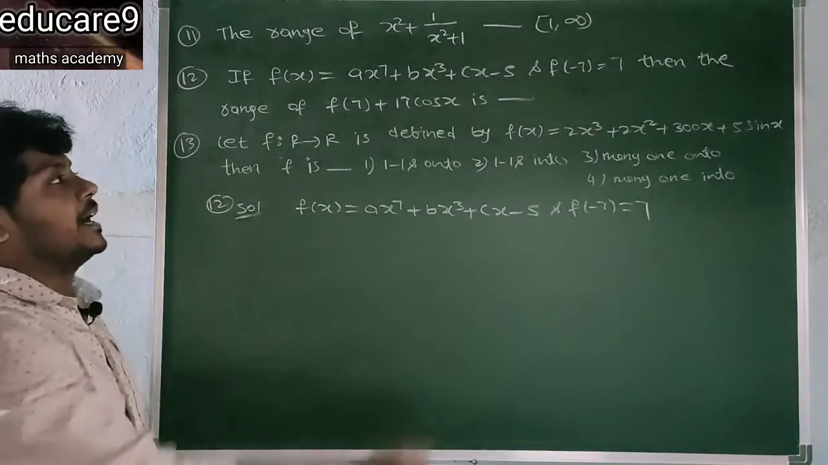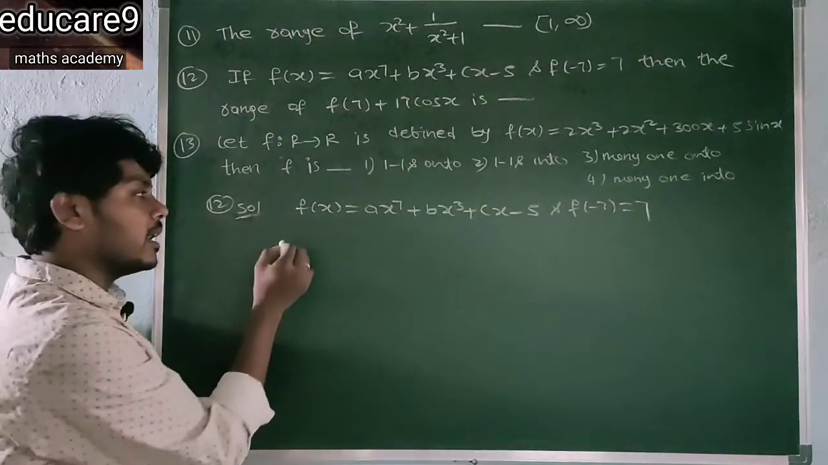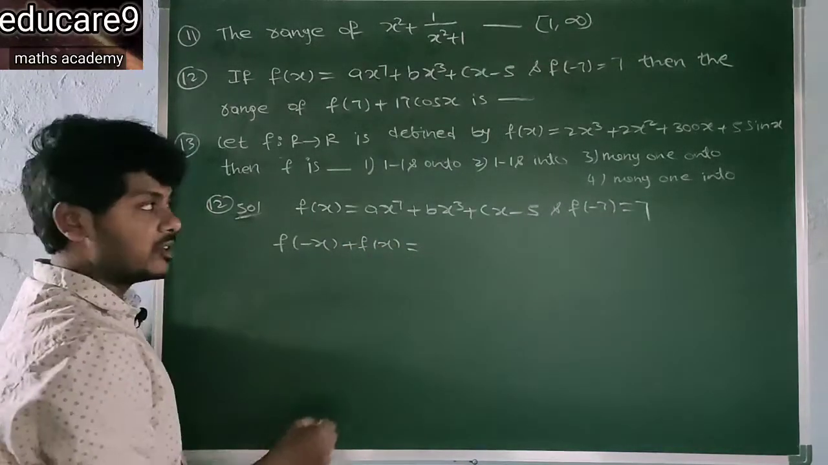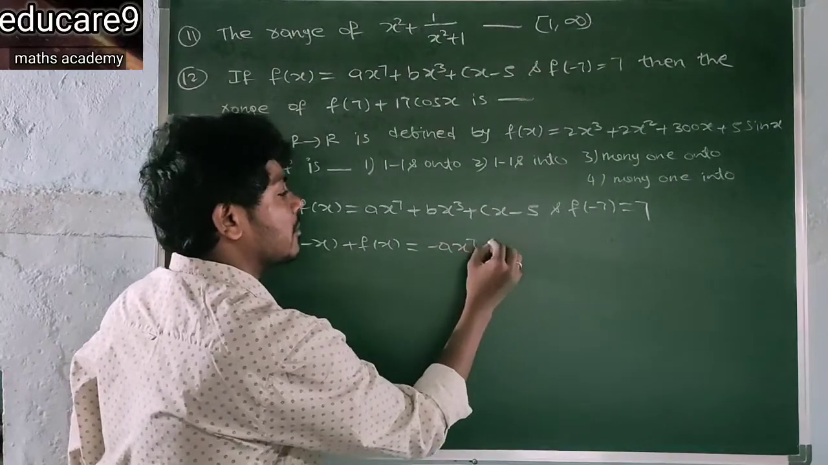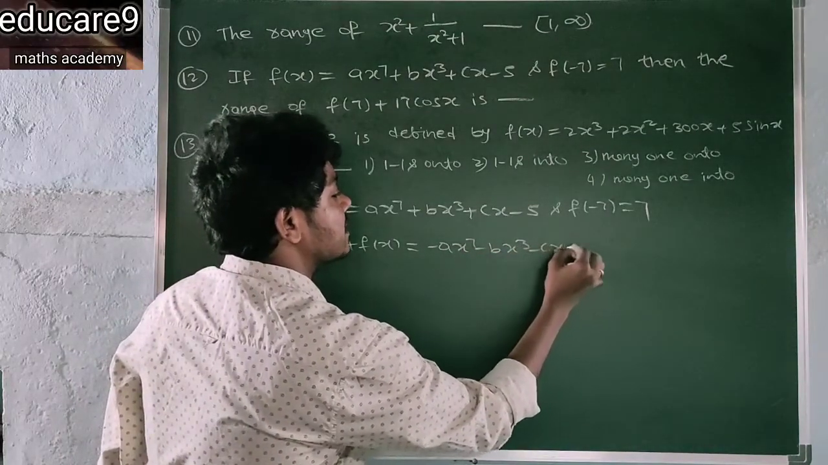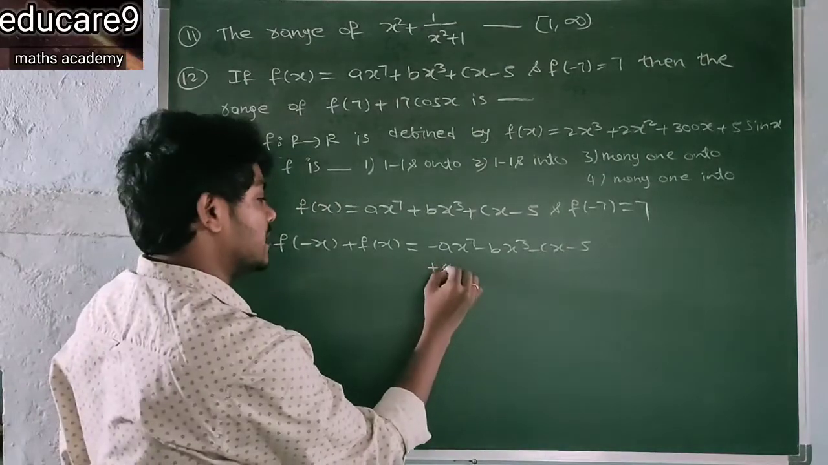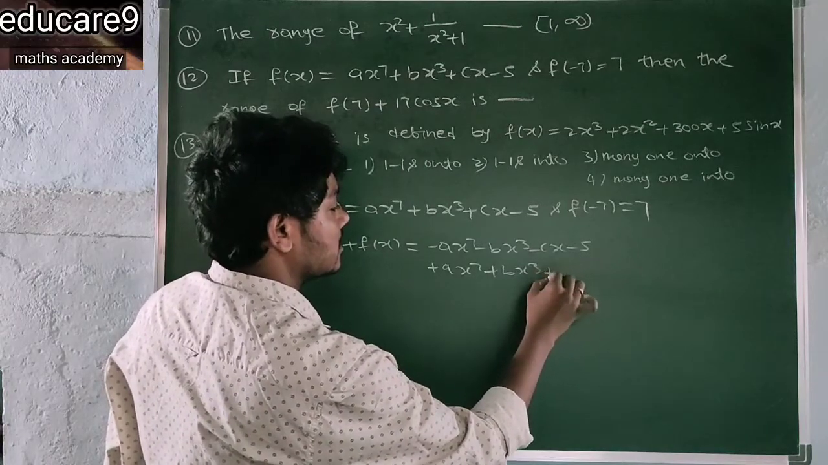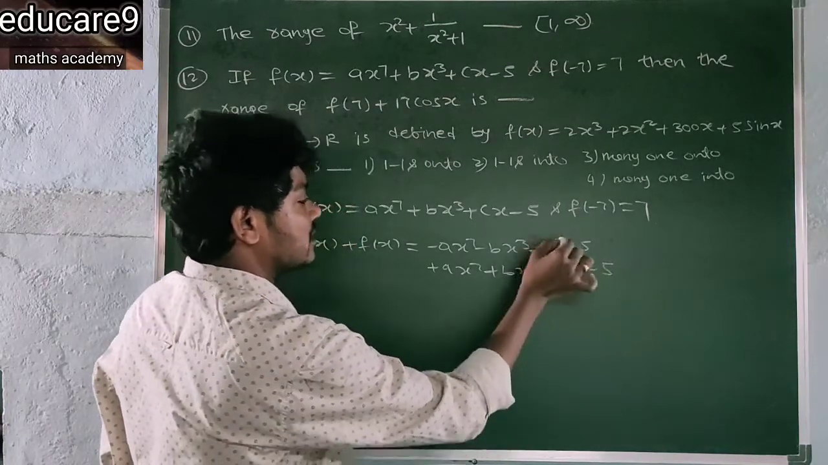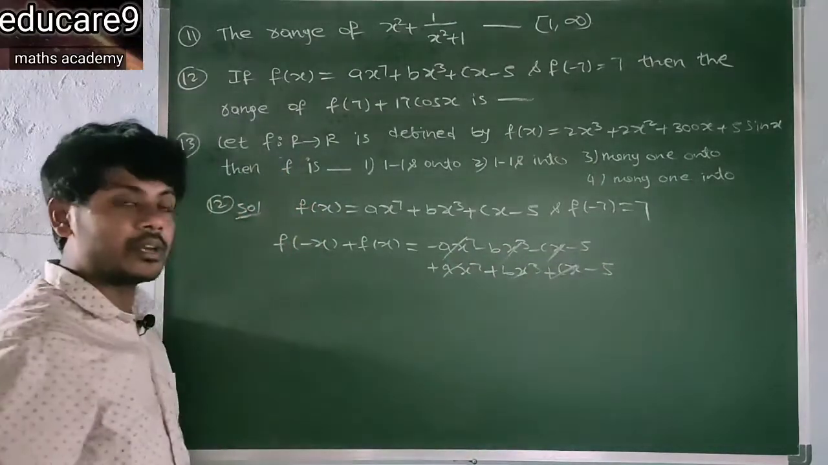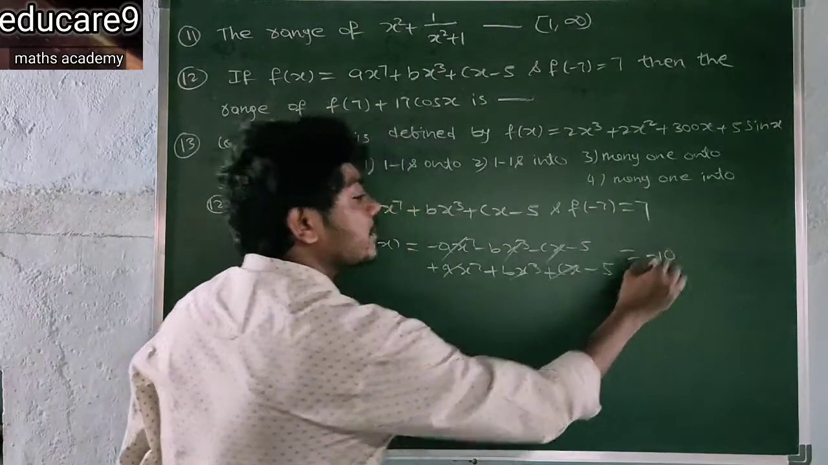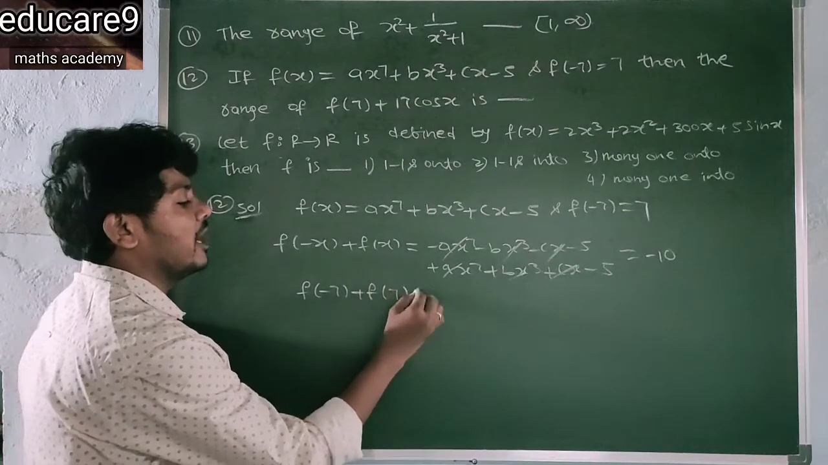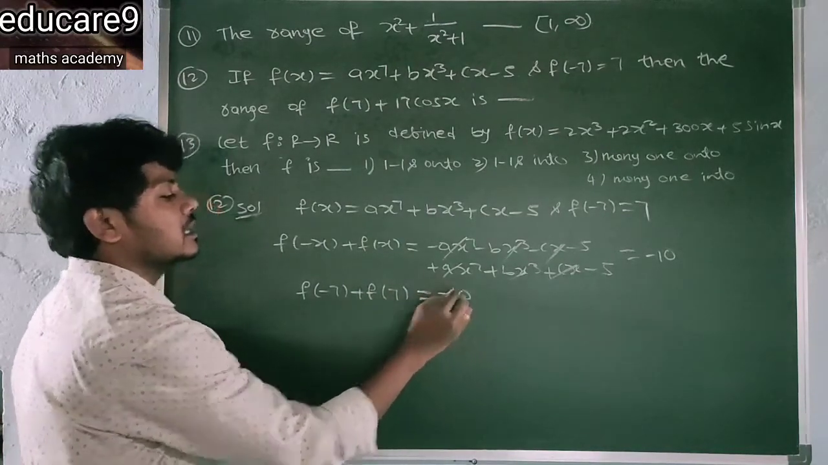Then find the range of this. So here, f of minus x plus f of x. What do you get? Minus ax to the power 7 minus bx cube minus cx minus 5 plus ax to the power 7 plus bx cube plus cx minus 5. All terms cancel. So you get minus 10. Therefore f of minus 7 plus f of 7 value is minus 10. Okay.